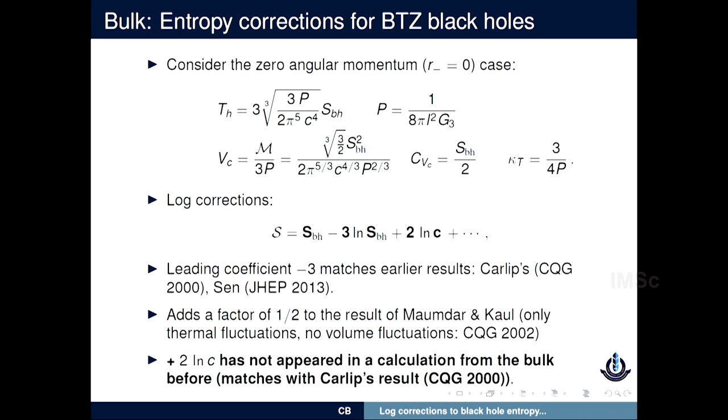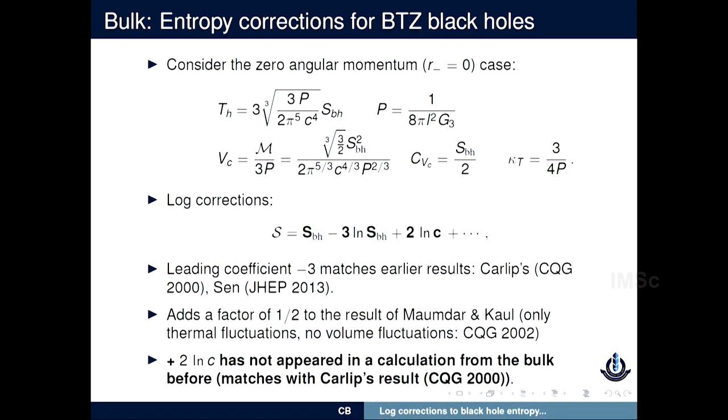Okay, it's proportional to the entropy as it should be. So we computed the log corrections and this is what we get. Okay, so we have a factor of 3 in the front instead of 3 by 2, and there is an additional 2 log C piece which appears. Now the leading coefficient of -3, which is here, matches with the earlier results of Carlip and also which was computed by Sen for a variety of systems in a very nice paper. Many results were summarized here.